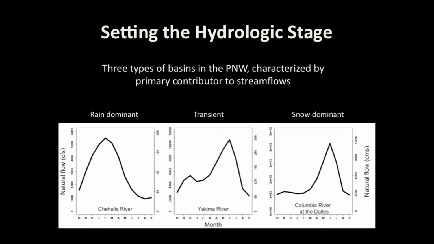And then finally, on the other end of the extreme, the Columbia River is a snow-dominant basin because its headwaters are in British Columbia, where it's quite cold. So you get most of your precipitation stored as snow, and then it warms, and you get a single peak in the late spring, early summer months.